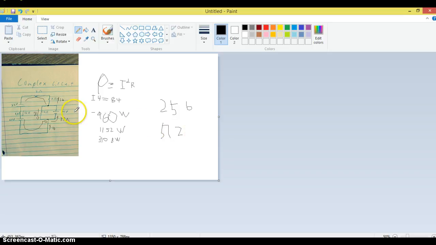And then the final resistor here is going to be 21 squared times 4, because there's 21 amps going through that resistor. So 21 squared times 4 is 1,764. If you take these 3 and then those 4, they should equal the same thing. And there we go. That should do it.